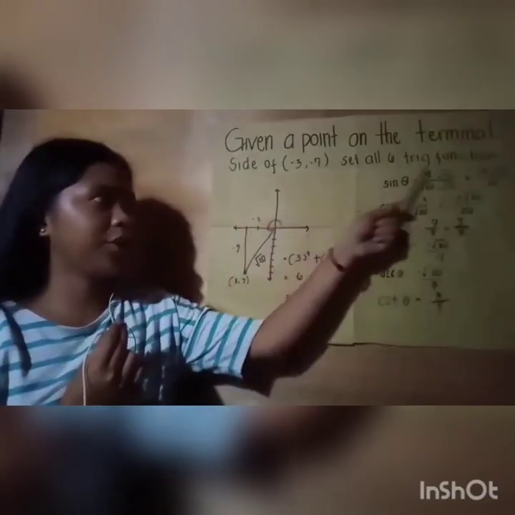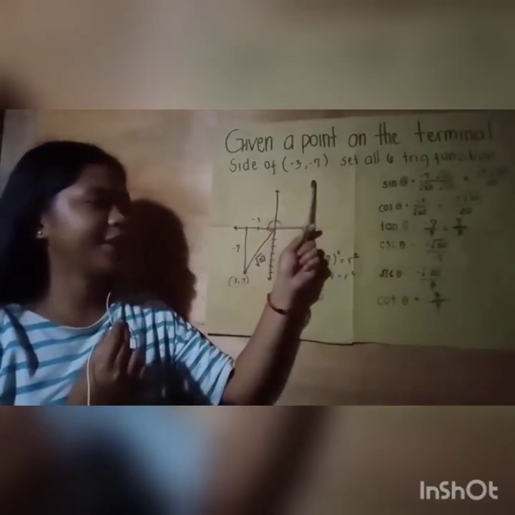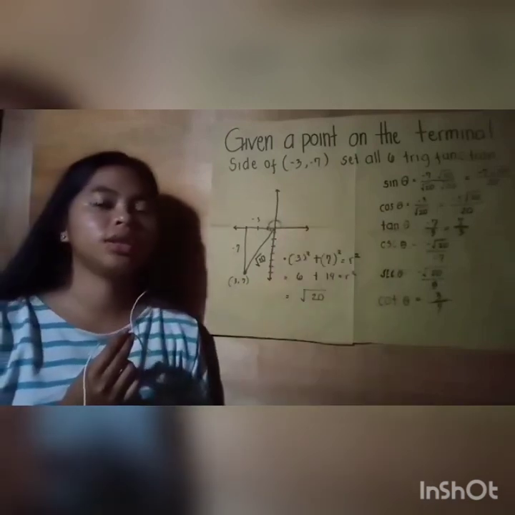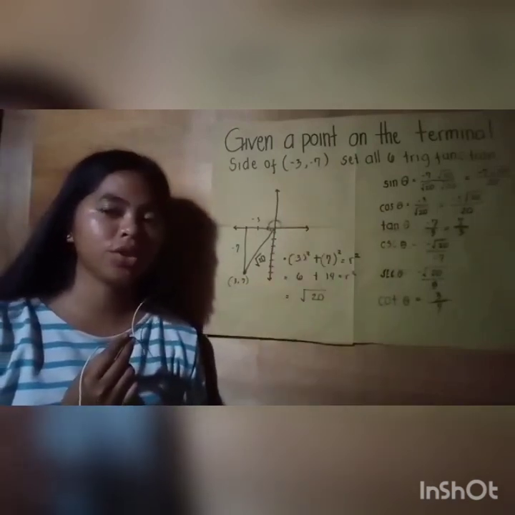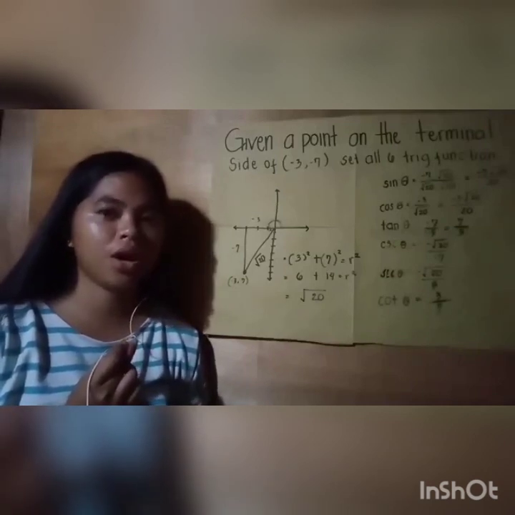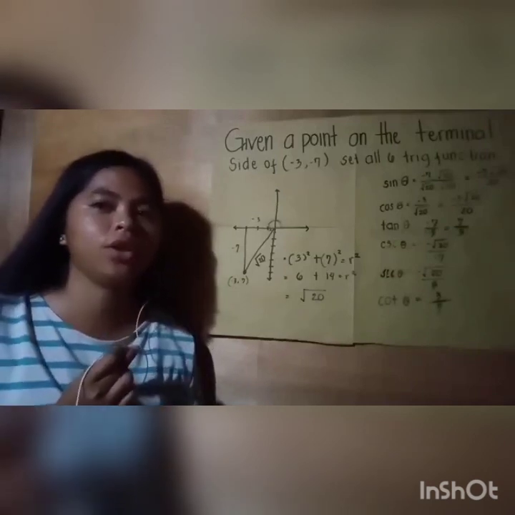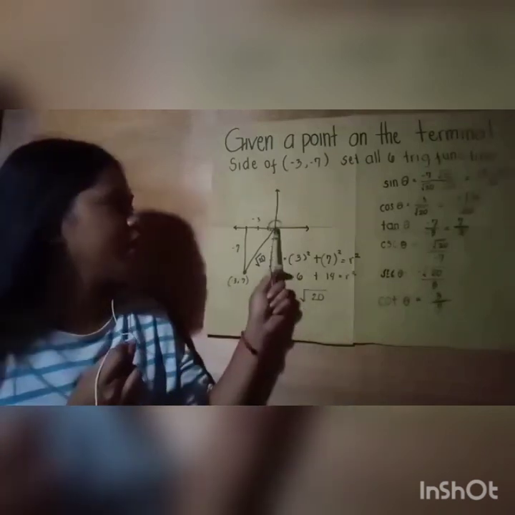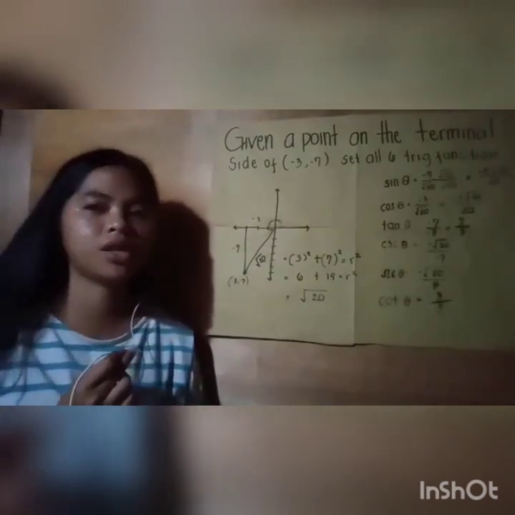Given a point on the terminal side of -3 and -7, find all 6 trig functions. We are talking about the angle in standard position. So we are going to draw an angle in standard position. So -3 and -7, that is quadrant 3.